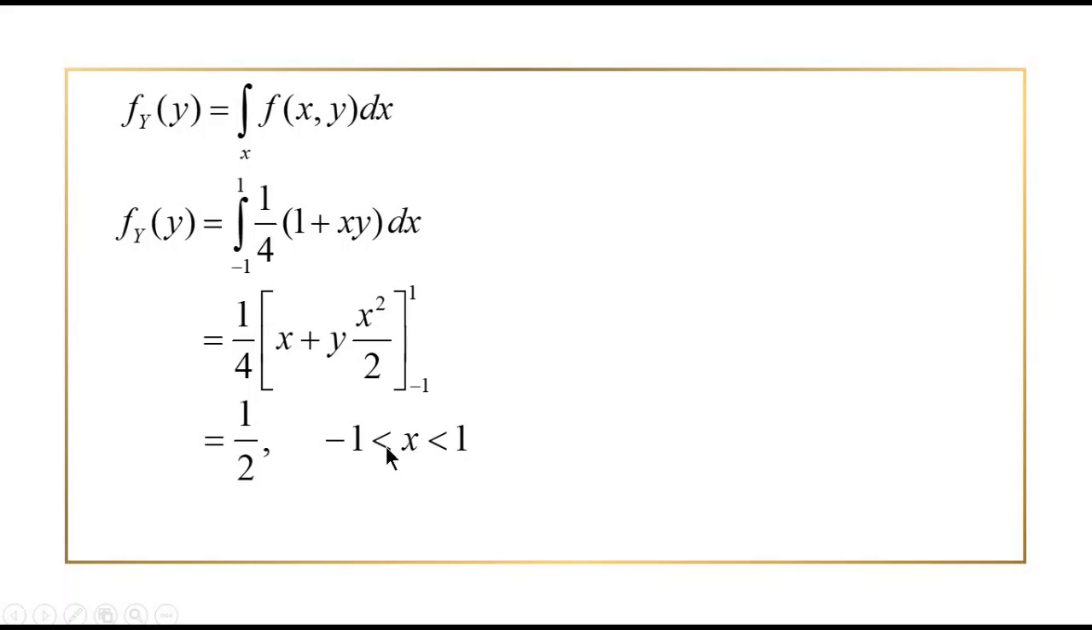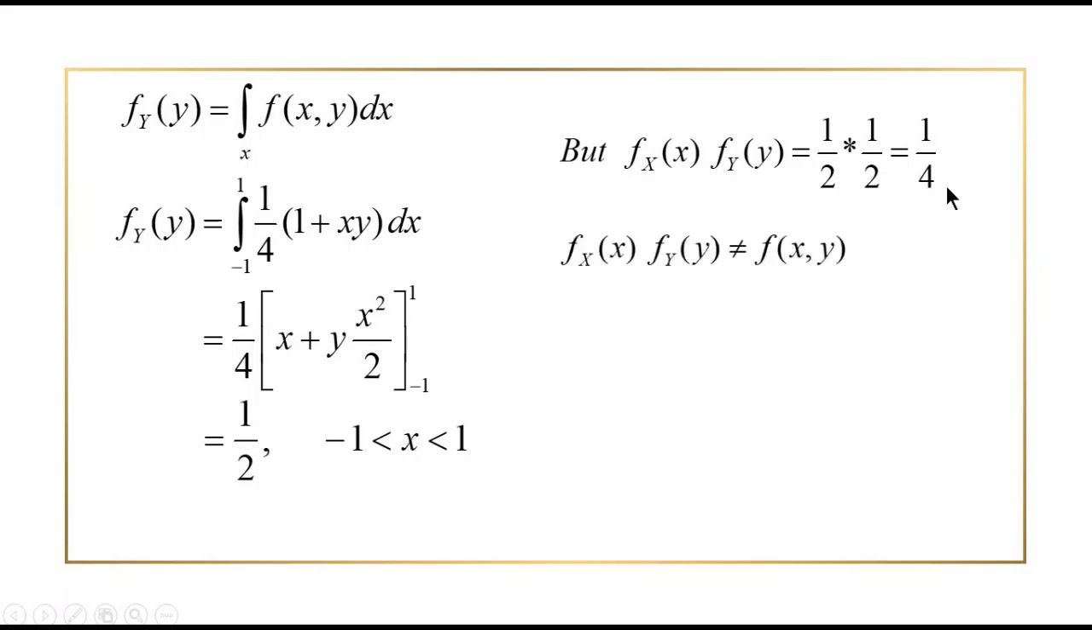actually this must be y. Therefore -1 less than y less than 1. There is some sort of misunderstanding here. I have to put y here. Now you have to multiply these two density functions. You get 1/4, which is not equal to the joint PDF, isn't it? Therefore what is our conclusion? X and y are not independent.